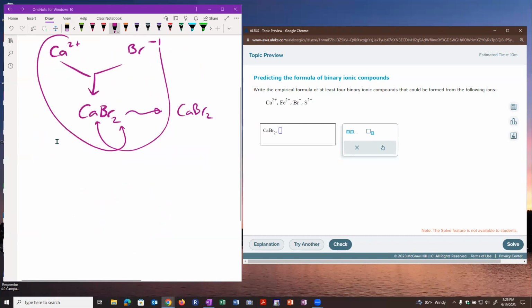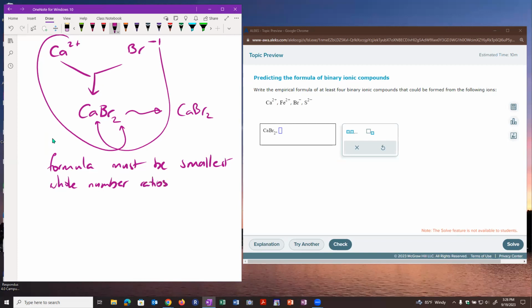You approach it the same way. Remember also when you write your ionic compounds, the formula must be composed of the smallest whole number ratios. Excuse me, what I mean by that is the subscripts must be the smallest whole numbers, or the smallest integers.